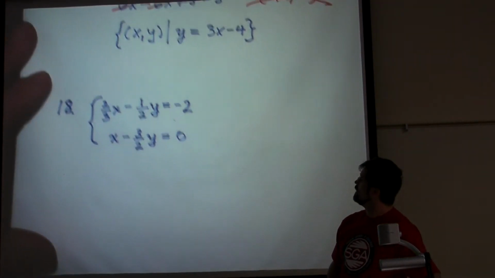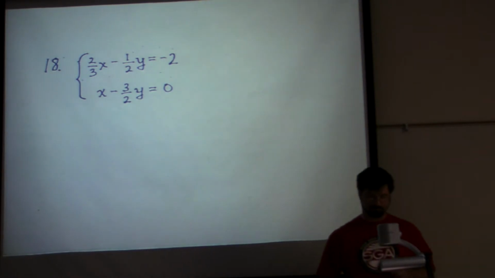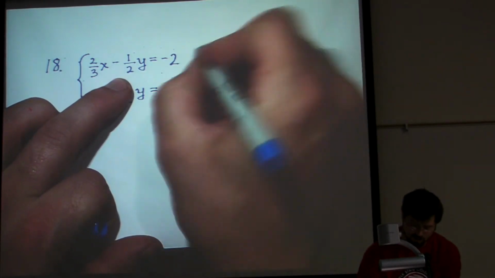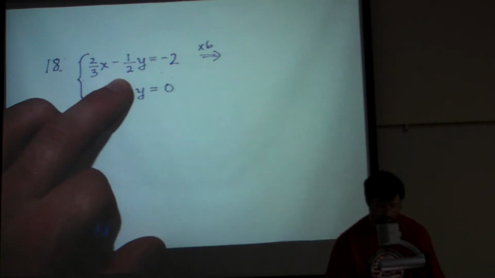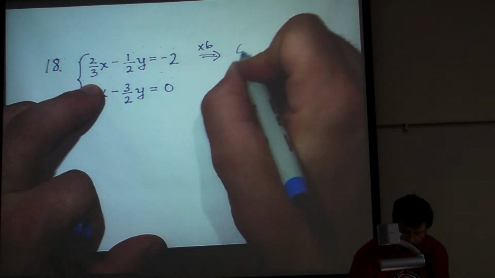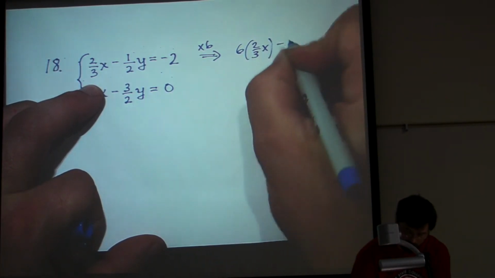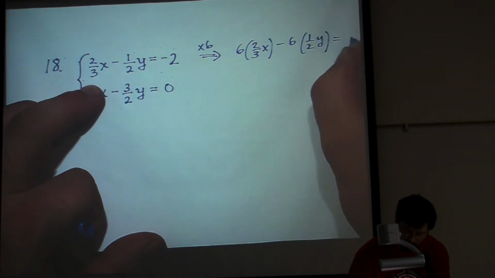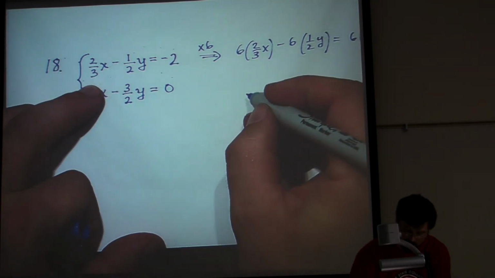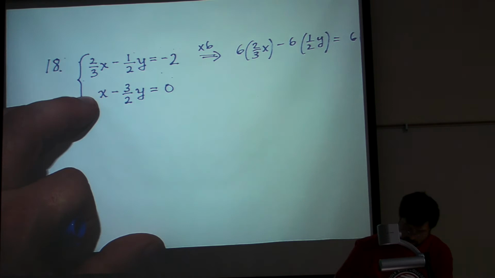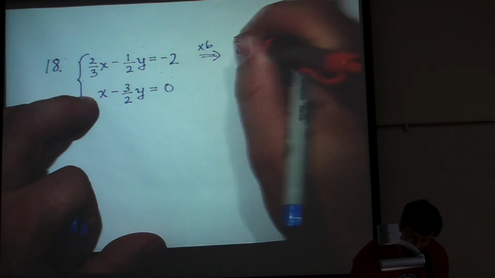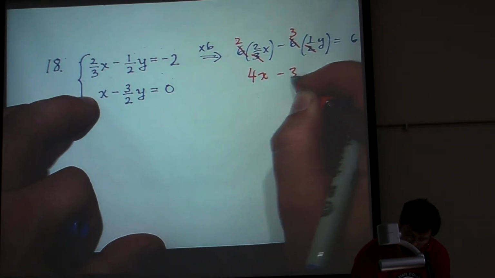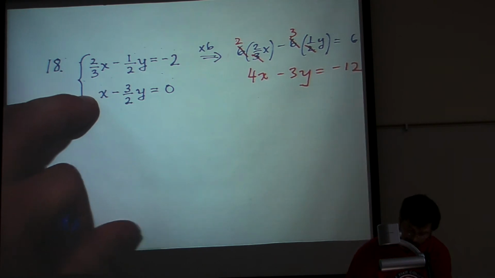All right, number 18, last one. This one I'm going to do by elimination. I'm going to take the top equation, and to get rid of the fractions, I'm going to multiply it by 6. So times 6, multiplying this by 6, multiplying this 1/2, I put the negative in front of the 6, and multiplying 6 times negative 2, I get, let's see, 3 goes into 6 twice, 2 times 2 is 4x, half of 6 is 3, negative 3y equals negative 12.